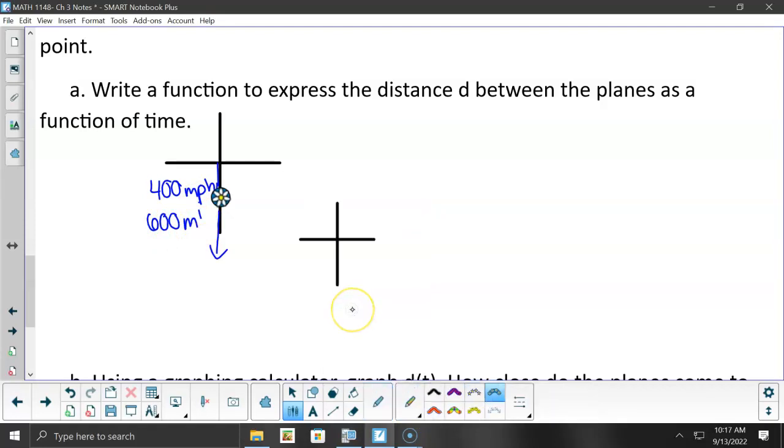I have another plane, we're going to make him the smiley face, who's flying due west, so straight west. His speed is what, 250? All right, so 250 miles per hour, and he's got to travel 400 miles. Now I need to come up with a distance formula so I can figure out if these 2 planes are ever going to intersect.